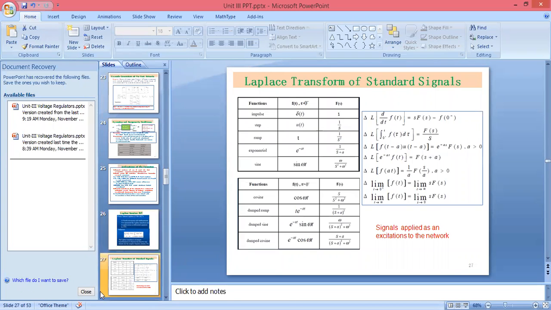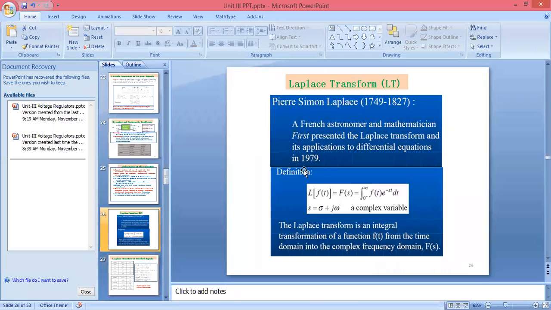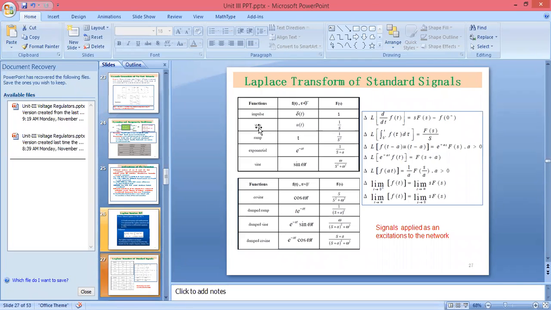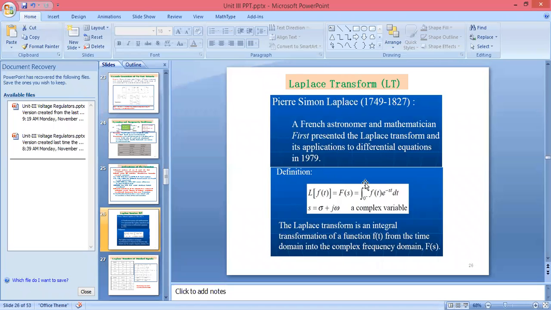जैसे हम यहाँ पे f of t है, यहाँ पे if you are putting here u of t, this is the step function. If you are putting here u of t, what will be the equation? You will get L of f of t equal to F of s equal to integration from 0 to infinity of u of t into e to the power minus st dt. So u of t is nothing but the constant term.